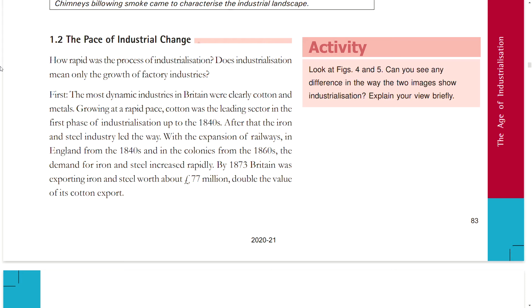First, the most dynamic industries in Britain were clearly cotton and metals. Growing at a rapid pace, cotton was the leading sector in the first phase of industrialization up to the 1840s. After that, the iron and steel industry led the way, with the expansion of railways in England from the 1840s and in the colonies from the 1860s. The demand for iron and steel increased rapidly. By 1873, Britain was exporting iron and steel worth about 77 million euro, double the value of its cotton export.